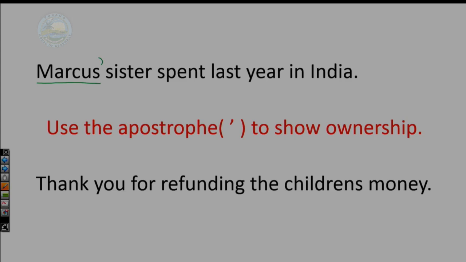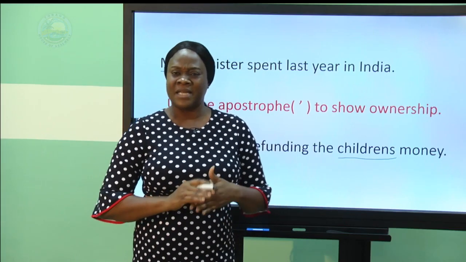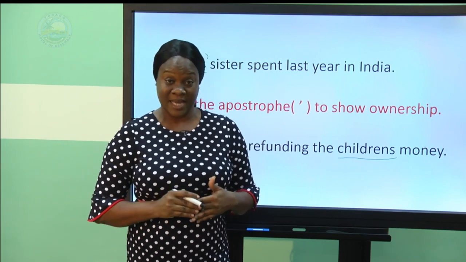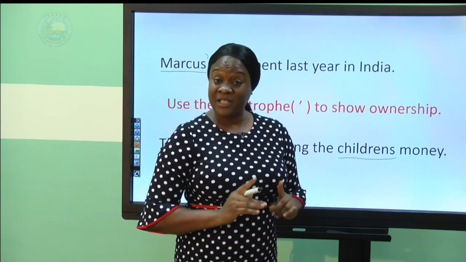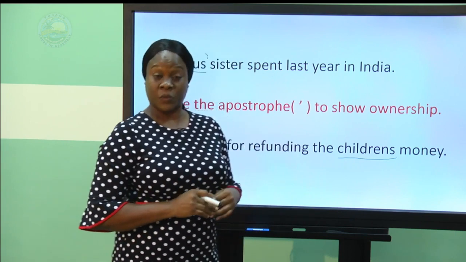Do we find an owner? An owner of what? Yes, the money. Where are we going to put this apostrophe? We are going to put it by the word children. But we have to first observe if it is the correct spelling of a word. We just won't go about putting in apostrophe marks just like that. We pay close attention to the spelling of the word.